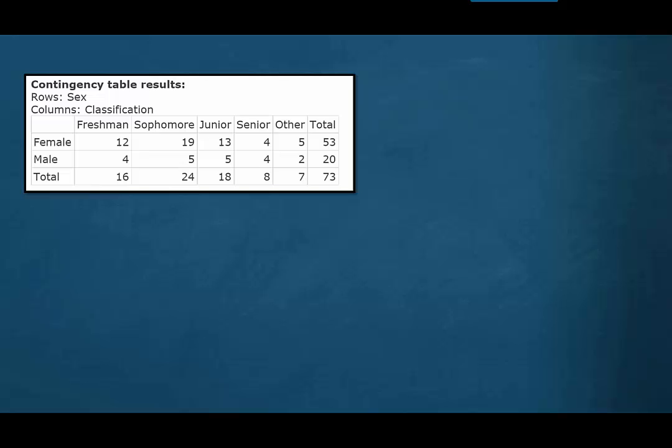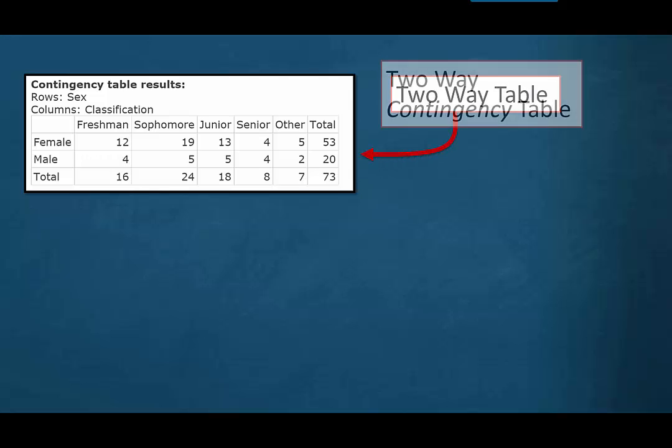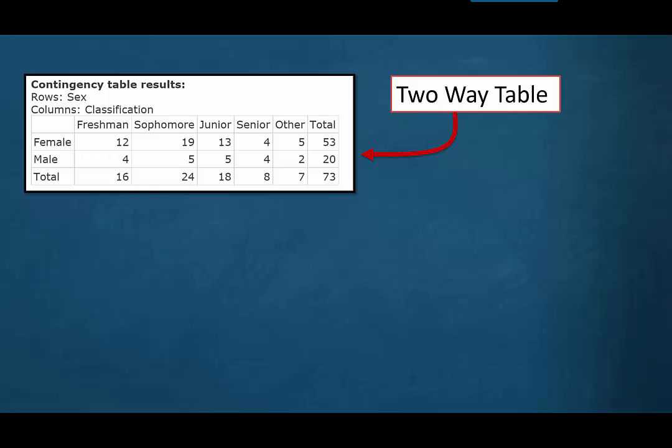Let's look at what's called a two-way table, sometimes called a two-way contingency table. It describes two categorical variables, in this case, sex and classification. So notice that in this particular example, we have totals across the margin, and these are called marginal frequencies. So notice what this table allows us to determine.